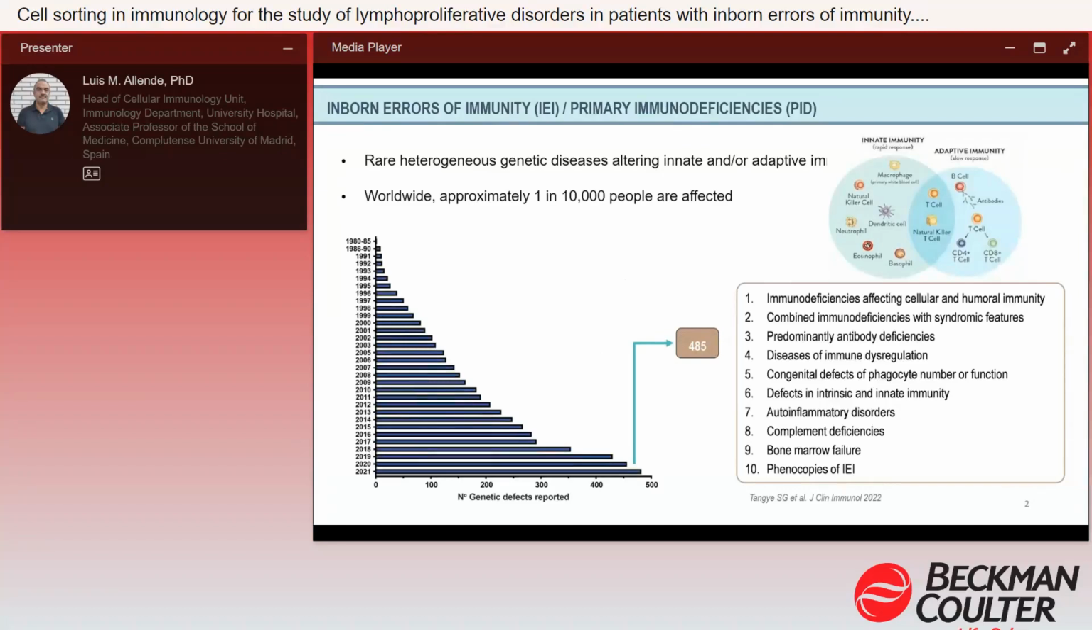Briefly, inborn errors of immunity or primary immunodeficiencies are heterogeneous genetic diseases altering innate and/or adaptive immunity. Inborn errors of immunity present clinically as increased susceptibility to infections, autoimmunity, autoinflammatory diseases, allergy, bone marrow failure, and/or malignancy. Genetic variants cause diseases by altering the encoded gene product, such as by abolishing or reducing protein expression and function, or modifying the protein to acquire gain of function.